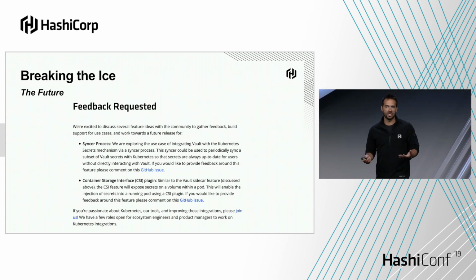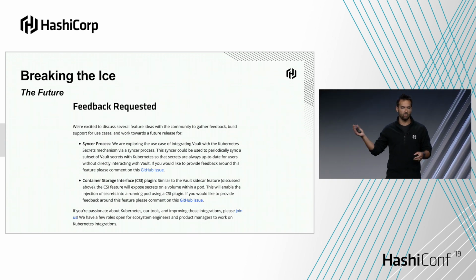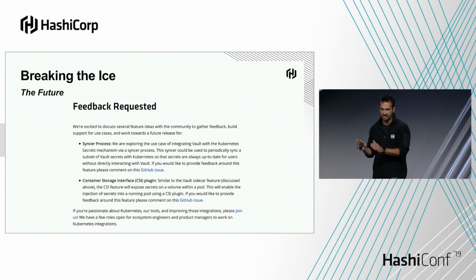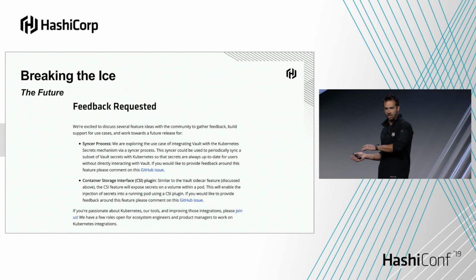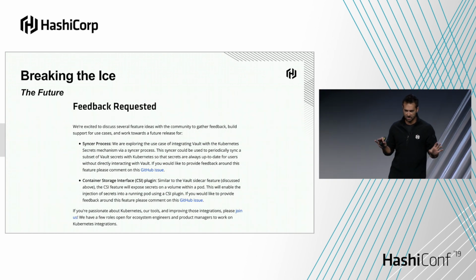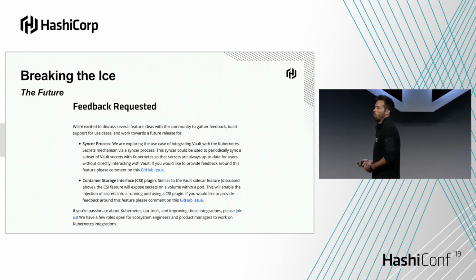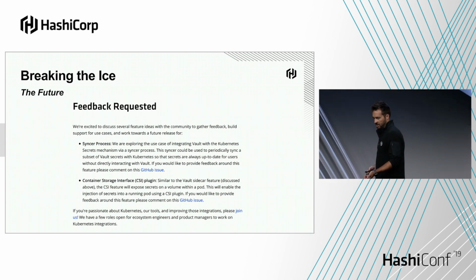Two things we're really considering. One is some kind of syncer process, installed just like the mutating webhook, that will automatically sync selected secrets from Vault directly into Kubernetes secrets. Not like a sidecar; you can access it the kube secrets way. That is pretty hand-wavy right now. We don't really know what that entails or what people want there. So we have two GitHub issues.